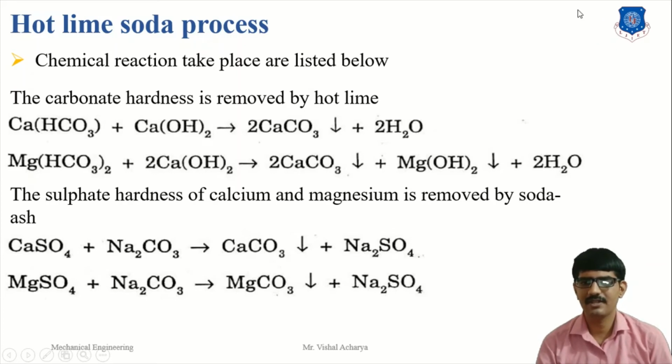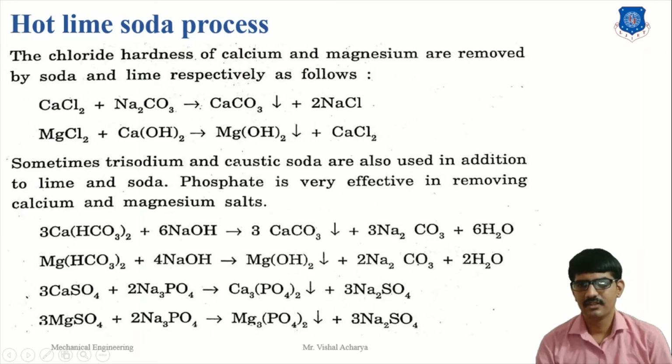This is the chemical reaction. Similarly, the chloride hardness of calcium and magnesium is removed by soda and lime respectively. Calcium chloride reacts with the soda ash and produces calcium carbonate. Magnesium chloride reacts with calcium hydroxide and produces magnesium hydroxide, meaning the sludge.